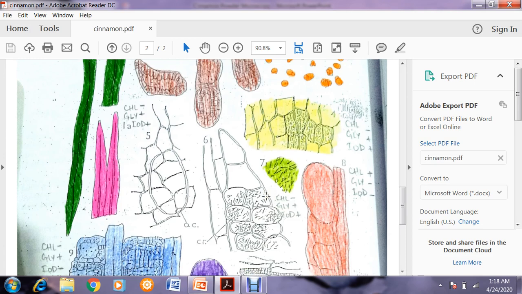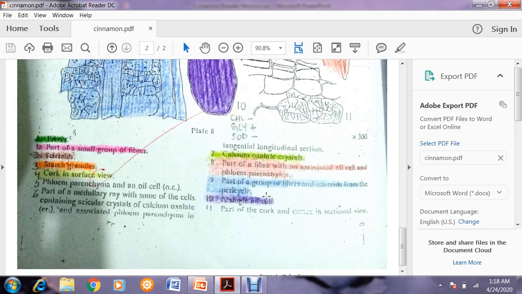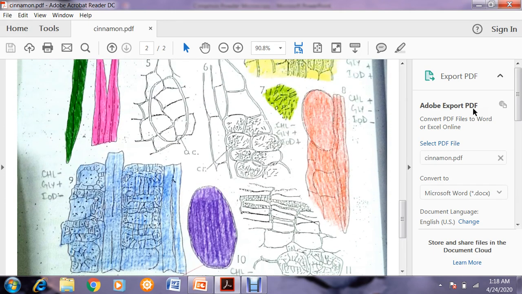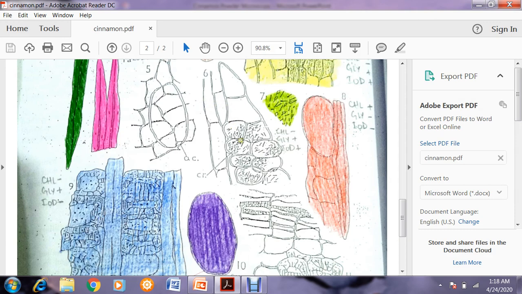Now what is number 6? Part of medullary ray with some of the cells containing crystals of calcium oxalate and associated phloem parenchyma in longitudinal section. You can see part of the medullary ray with the phloem, filled with crystals of calcium oxalate. These are the crystals of calcium oxalate present in the cells. Again, these are visible in iodine and glycerin, but absent in chloral hydrate.